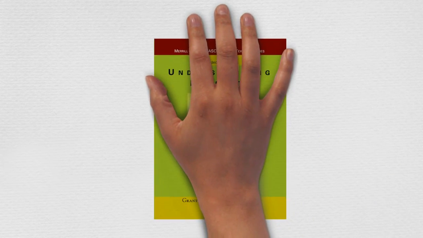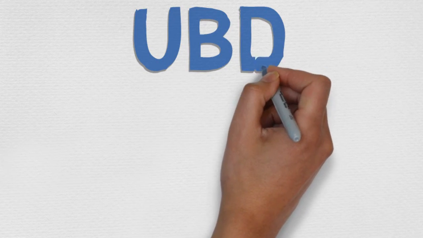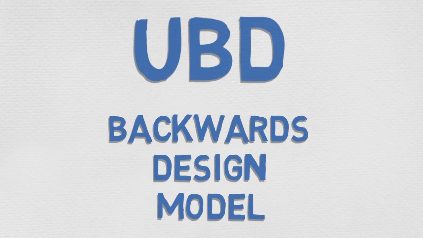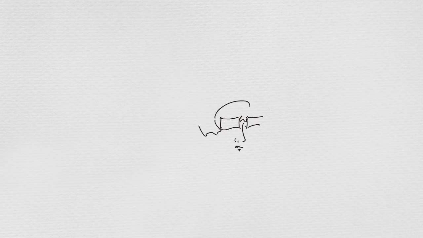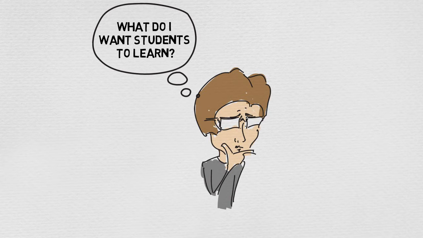Grant Wiggins and Jane McTighe first introduced the Understanding by Design model, from now on I'll refer to that as UbD, also known as the Backward Design model, in 1998. UbD is not a program, but rather it's a way of thinking that allows teachers to target their pedagogical approach and activities with the end goal in mind.